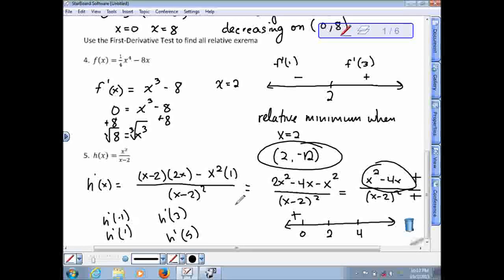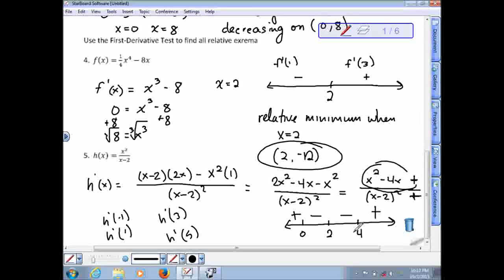Now, h prime of 1: if we plug a 1 in, 1 squared is positive. -4 times 1, though, makes it negative. So we have a negative divided by something that's always going to be positive down there, so that's a negative interval. Plugging in a 3 for both x's here, 3 squared is 9, but -12 here makes it negative. Negative divided by positive is negative. And if you plug in a 5, 5 squared is 25, but -20 makes it positive. Divided by a positive is positive.